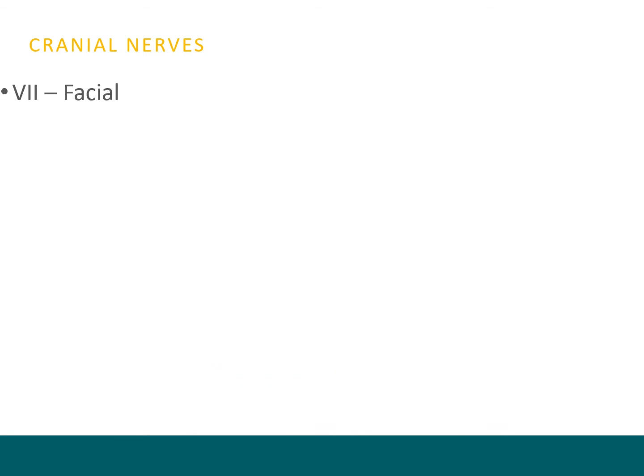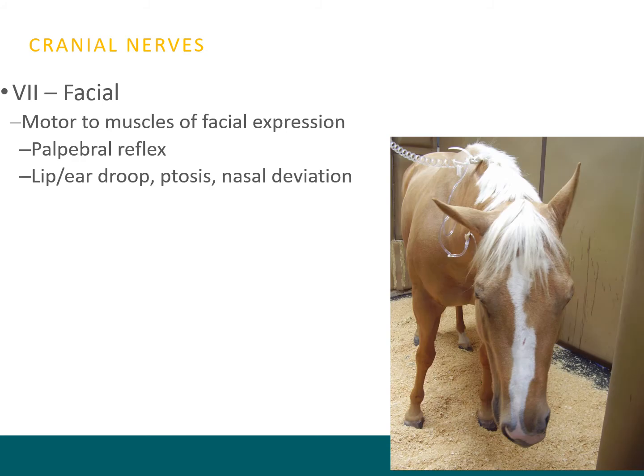So we already talked about 6, so we're going to jump ahead to 7. So cranial nerve 7 is going to be the facial nerve. And so it is motor to the muscles of facial expression. So it is going to be a lot of your palpebral reflex. So again, the ability for that horse to blink. So to feel it is going to be cranial nerve 5, but then to actually blink it is going to be cranial nerve 7. But then we're also going to look at, can the horse move its ear, its eyelid, and its muzzle.